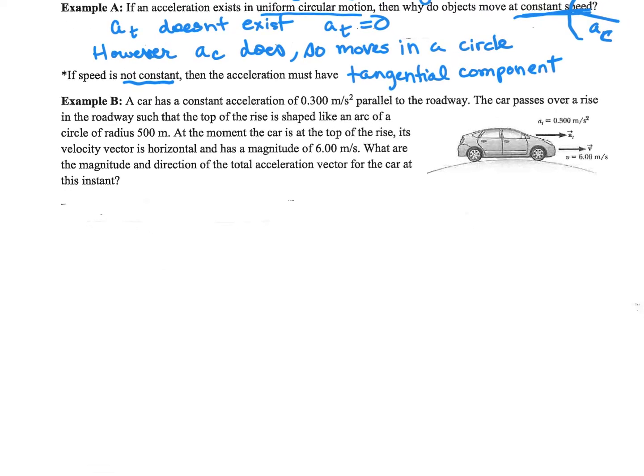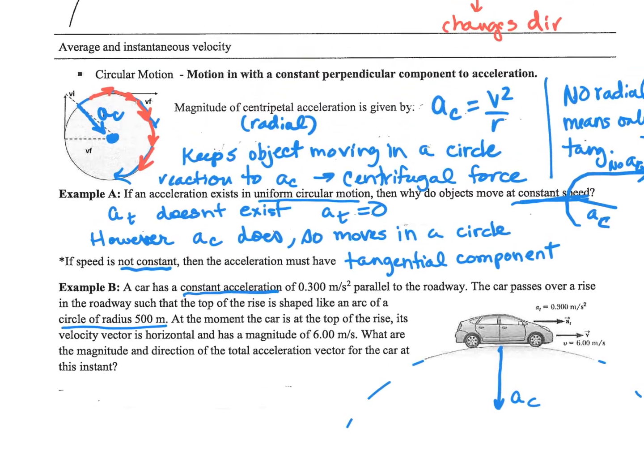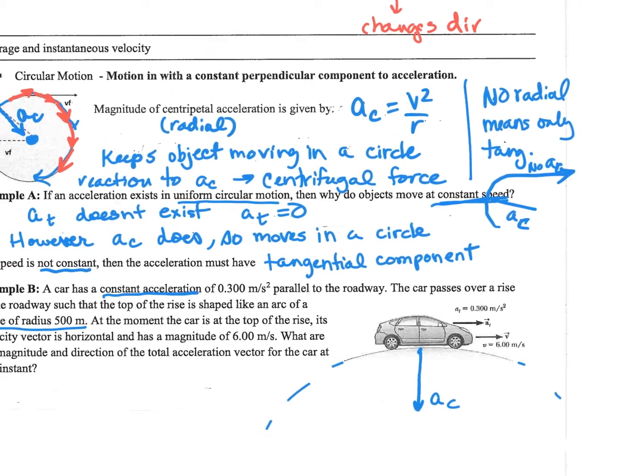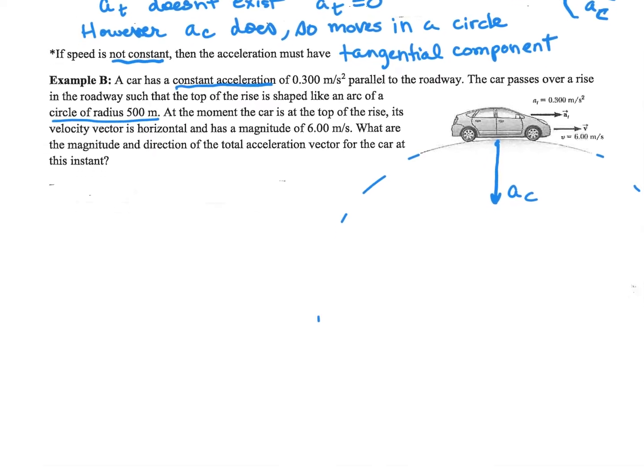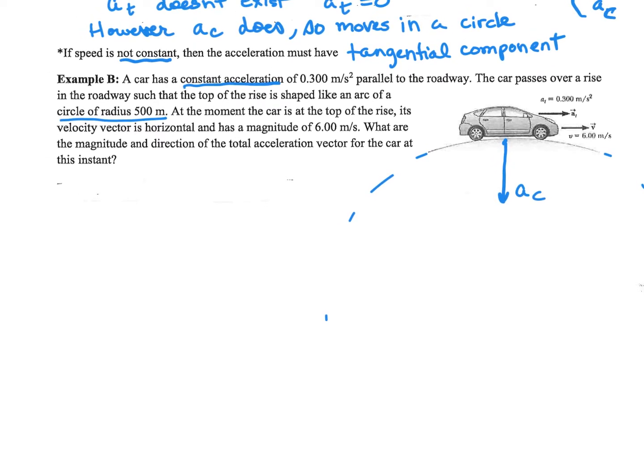A car has a constant acceleration of 0.3 meters per second squared, parallel to the roadway. So it's telling us it has a constant acceleration. The car passes over a rise. Because it passes over a rise, we can assume that this is part of a much bigger circle, right? Which means that we are going to have a centripetal also, shaped like an arc, and that circle has a radius of 500 meters. Notice that a sub c is v squared divided by r, which is the radius of the circle it's part of. So that's going to be the radius of that arc.